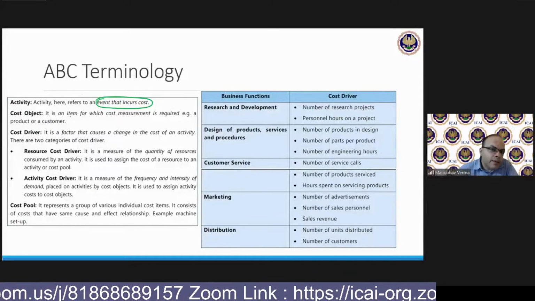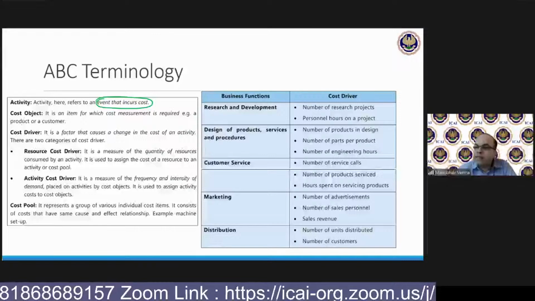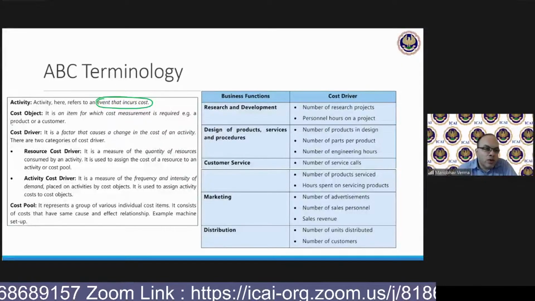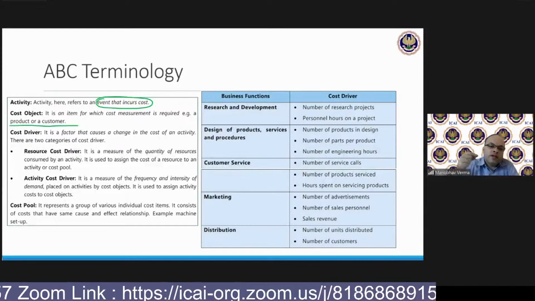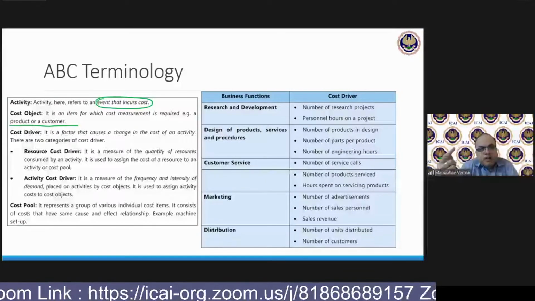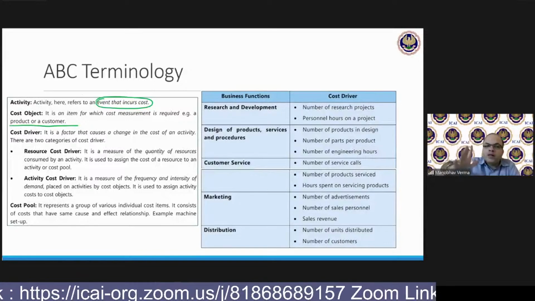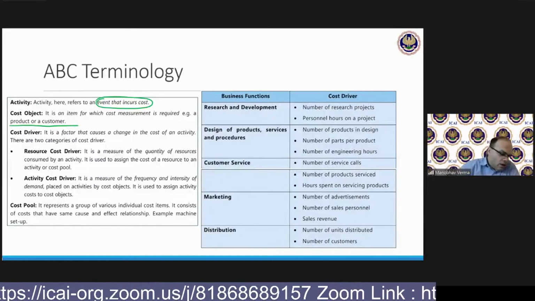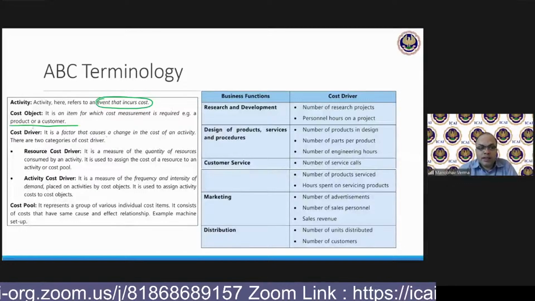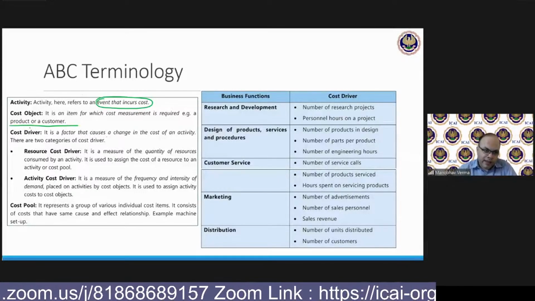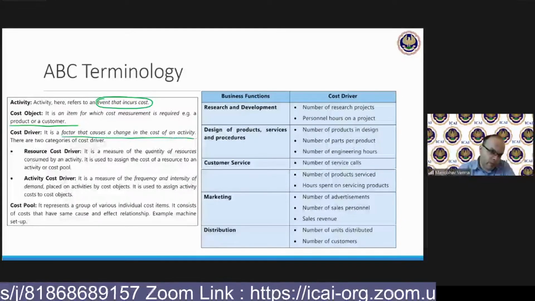Cost object: the item for which the measurement is required. I think this is my ultimate objective, right? If I have to assign the cost to the product, then when we are saying that cost will be assigned to different cost drivers based on the activities, ultimately that will be incorporated in the cost object. Cost driver is something which drives the cost. I think this is a very, very easy definition: anything that drives the cost, a factor that causes a change in the cost.